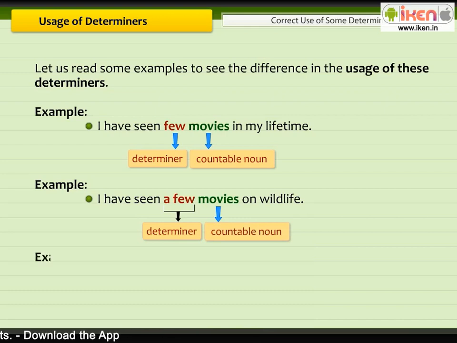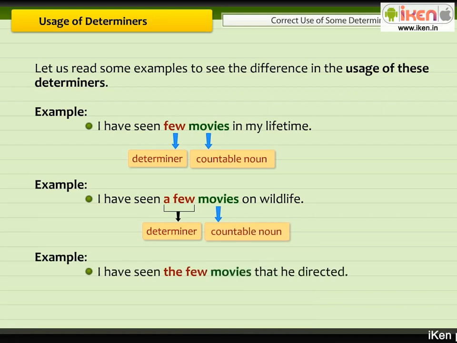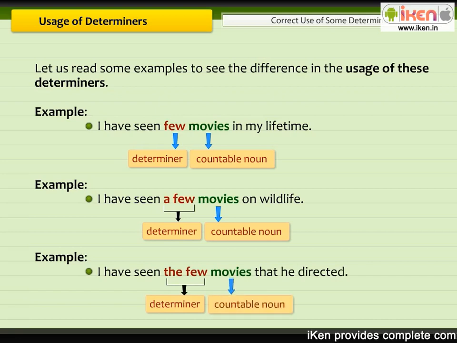Let us now read the last example. I have seen the few movies that he directed. The determiner, the few, is used with the countable noun movies. This sentence means that I have seen whatever few movies that he has directed.